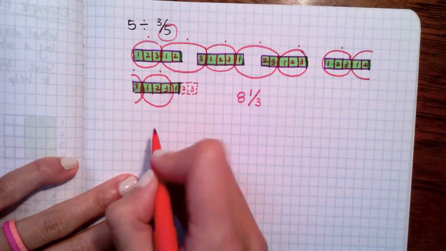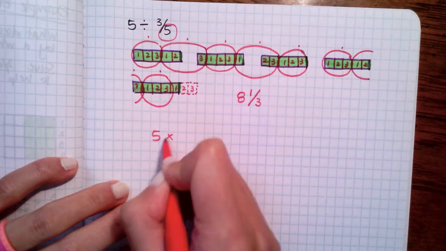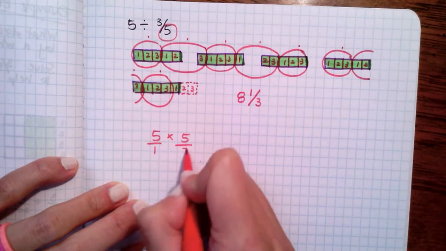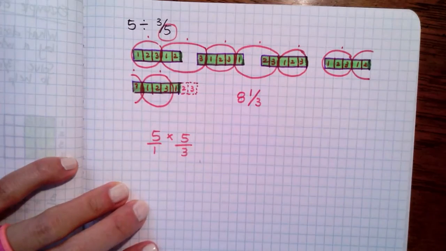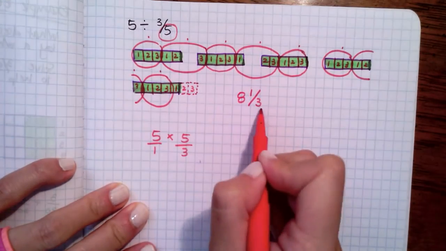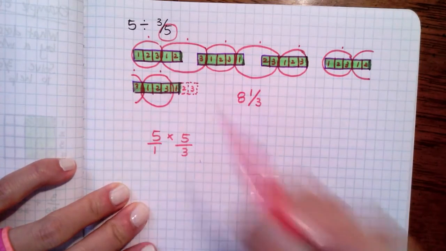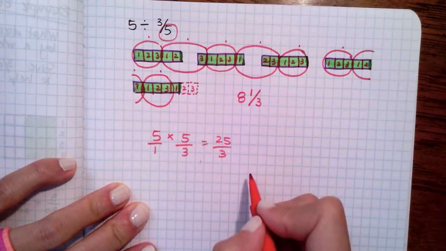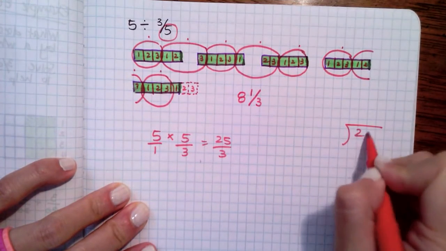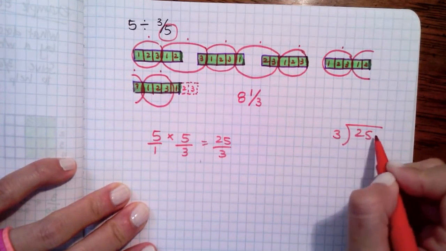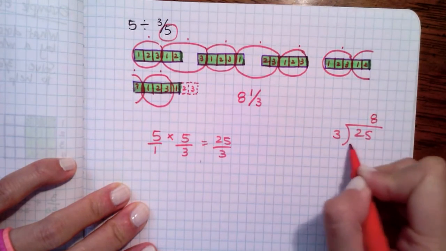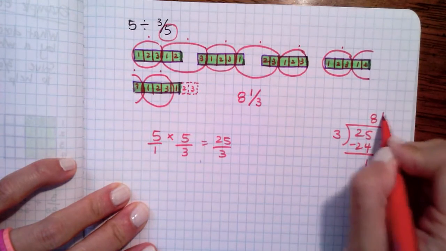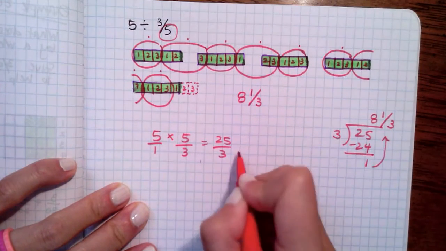If I were to do the shortcut, it would become 5 over 1 times, we got to flip this over, 5 over 3. So that's another way you can see that it's the 3 as the denominator because you got to flip this at the end, right? So this becomes 25/3. 25 divided by 3. 3 goes into 25 8 times with 1 remainder, you see that, out of the 3 that you need.